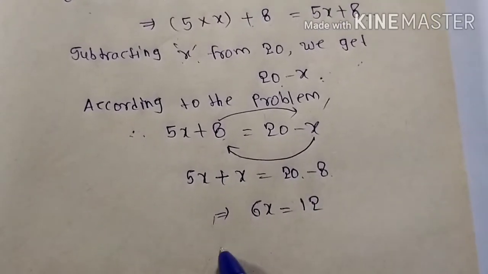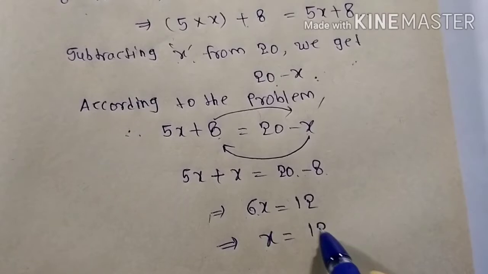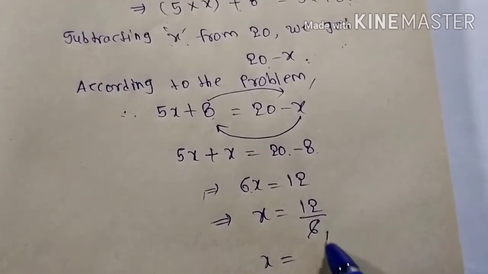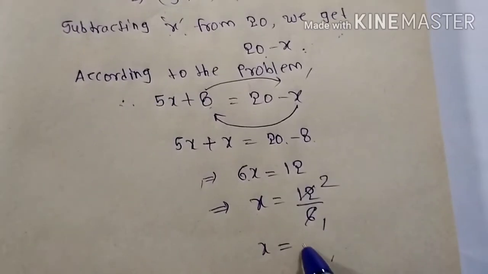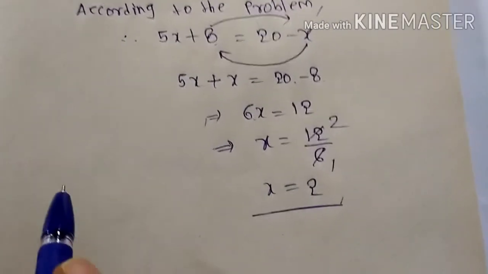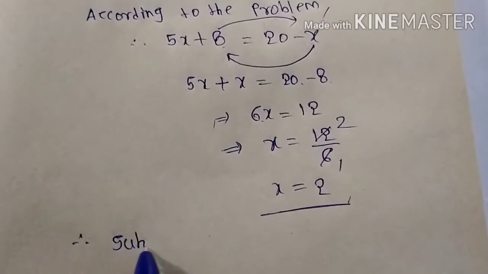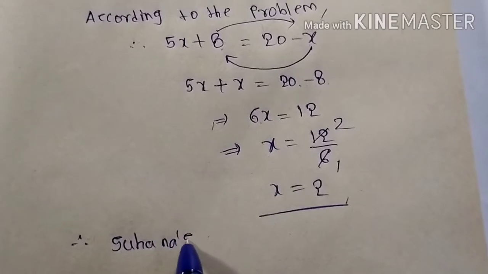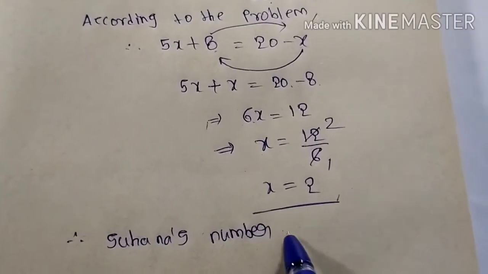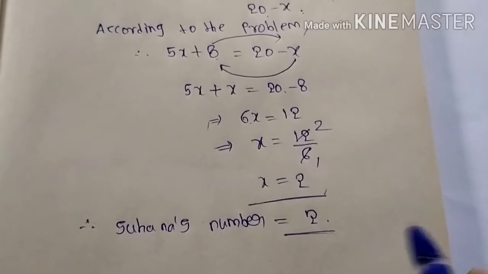12 only. You can transpose 6 to RHS. That means x is equal to 12 by 6. You can simplify here: 6 1 is 6, 6 2 is 12. That means x is equal to how much? 2 only. Therefore, you can write here, Suhana's number is equal to 2. 2 is your answer.